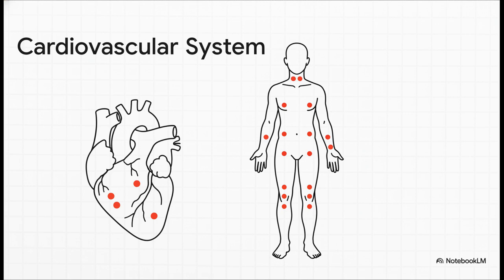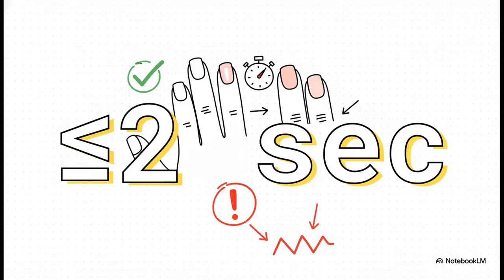And to complete the whole circulatory picture, we systematically check the 6 bilateral pulse points, from the carotids all the way down to the dorsalis pedis. And as we're assessing those extremities, we absolutely have to check capillary refill time. The magic threshold here is less than or equal to 2 seconds.